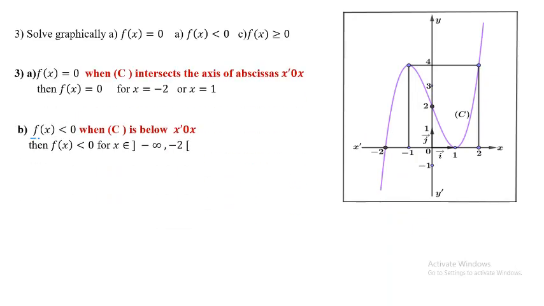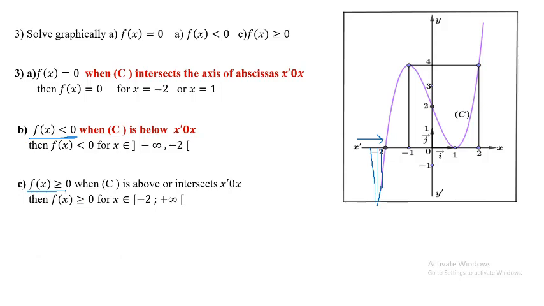Now, solve f of x less than 0. F of x less than 0 is well verified when C is below x prime x. Look at the figure. Over which interval is C below x prime x? In this region, C is below x prime x. Then x goes from minus infinity till minus 2, open at minus 2, since f of minus 2 equals 0, but I am solving it less than 0. Let us complete.